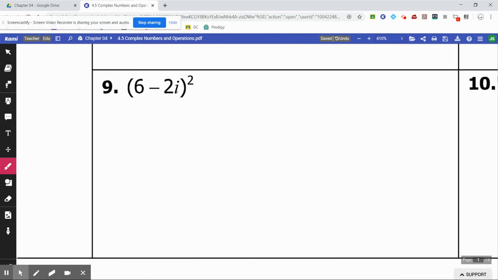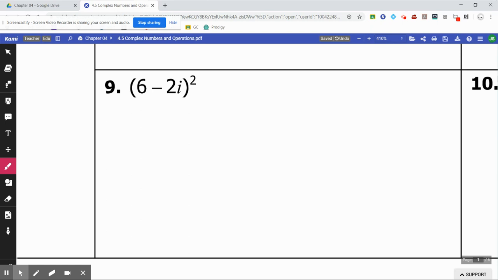Number 9. We're squaring. Let's use our shortcut. Square the first. That'd be a 36. Multiply the 2 and double it. That'd be a minus 12 times 2 is 24i. And then square the last would be a positive 4i squared.